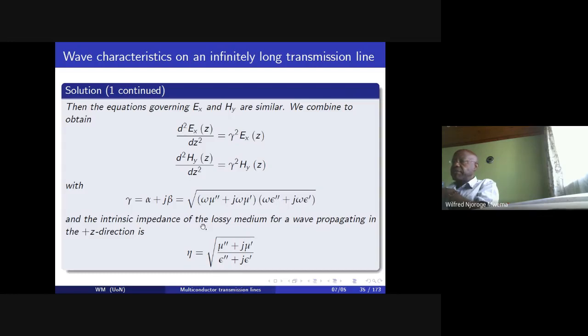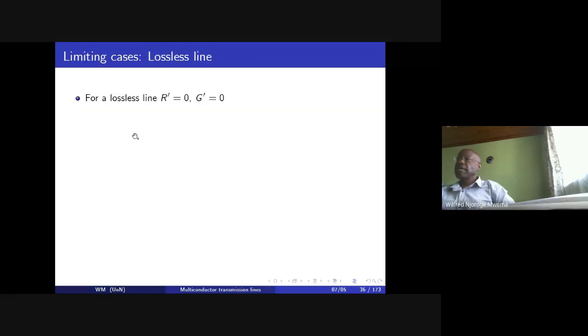And the intrinsic impedance for the lossy medium for a wave that is propagating in the positive z direction is just going to be given by the square root of the series impedance per unit length divided by the shunt admittance per unit length. And because the omegas are everywhere, they cancel, so you are just left with those values there. This we can always check, and you will see that we have the same values as we had before.